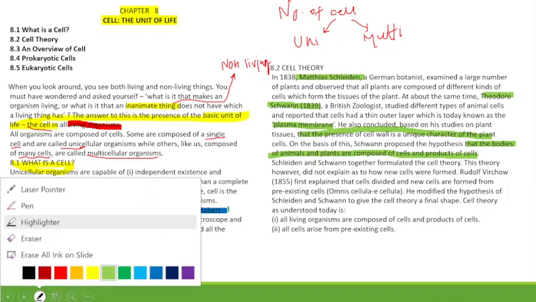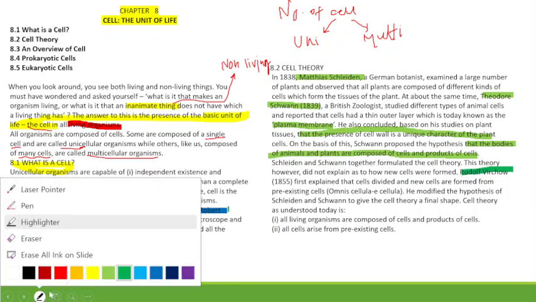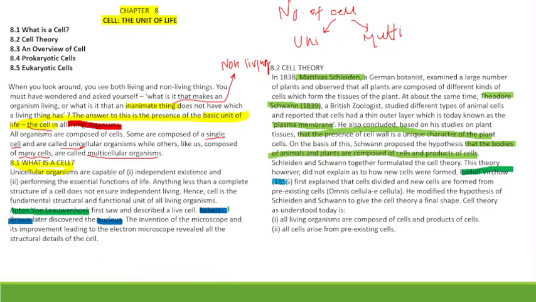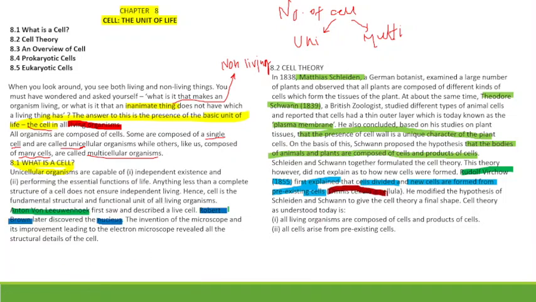Then another scientist came, who was Rudolf Virchow. In 1855, he first explained that the cells divided and new cells are formed from the pre-existing cells, and he termed this as omnis cellula e cellula. Okay, so he modified the hypothesis of Schleiden and Schwann to give this cell theory a final shape.